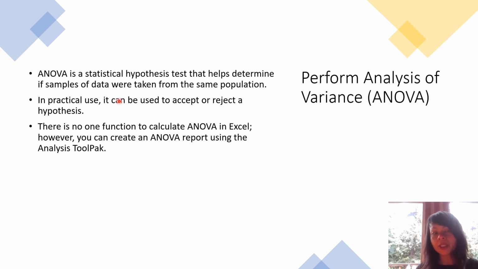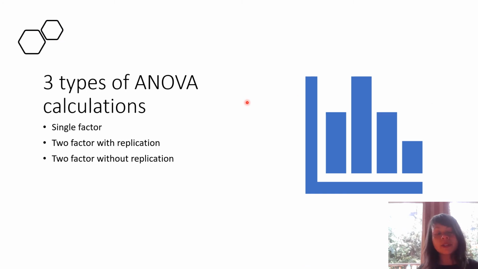There's no one function to calculate ANOVA in Excel the way it is without the add-in. However, using the Analysis ToolPak, you can create an ANOVA report quite easily. So there are three types of ANOVA calculations: single factor, two-factor with replication, and two-factor without replication.